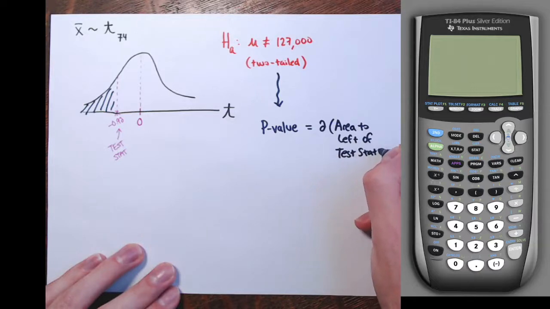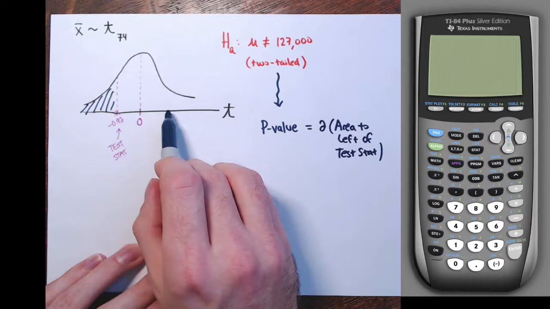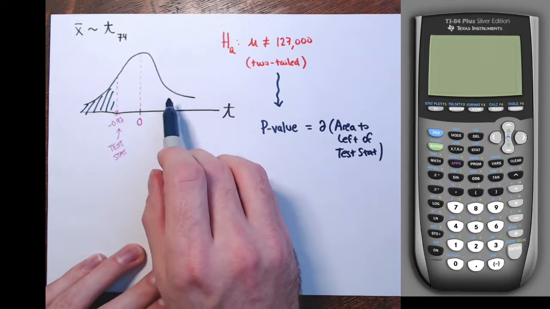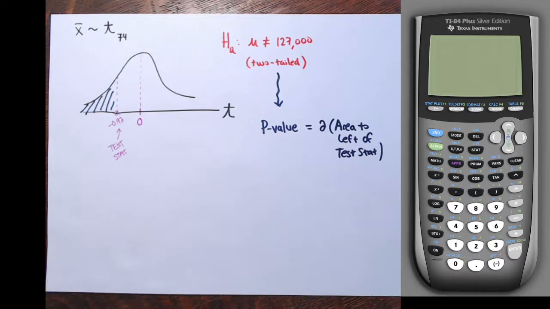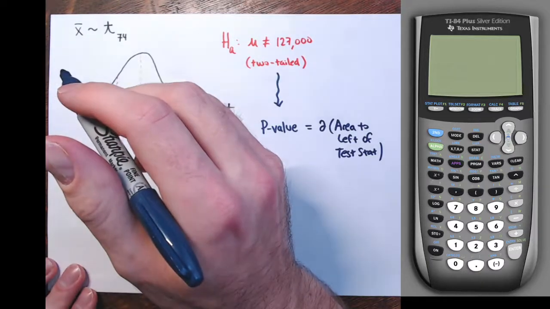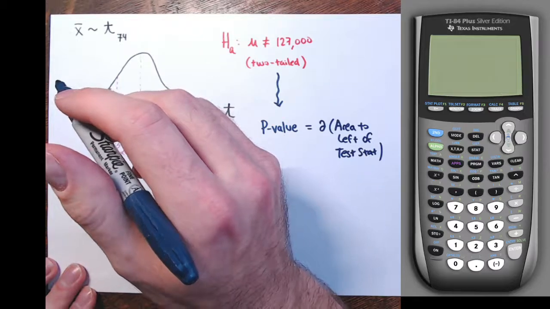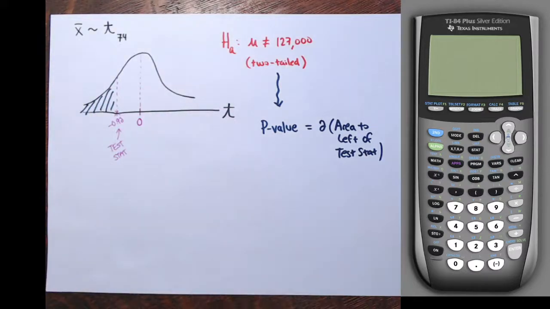Now, you've got to be careful. If the test statistic were to the right, you'd take twice the area to the right of the test statistic. So just pay attention to which side of the middle you're on. All right, so now you can find this area from a table or from your calculator. The table is a little trickier, so what I'm going to show you is, I'll do it on the calculator real quick.